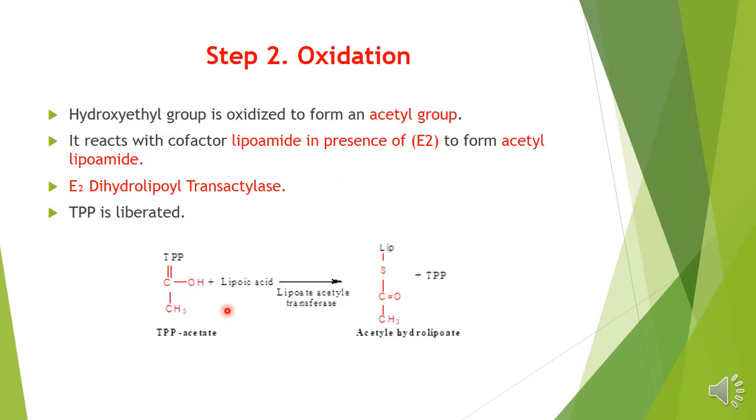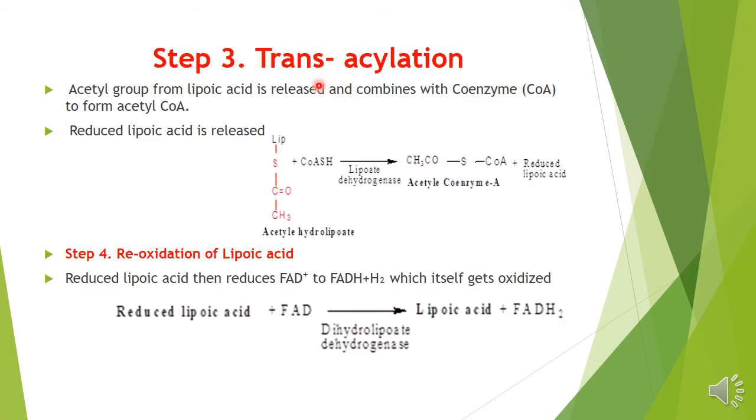Next step is that the hydroxyethyl group on TPP is to be oxidized to form an acetyl group. It reacts with the cofactor lipoamide in presence of enzyme E2 to form acetyl lipoamide. We'll discuss it later on also. The enzyme E2 is called dihydrolipoyl transacetylase, and TPP is liberated. Along with the TPP, it combines with the lipoic acid. There is formation of this complex with the lipoic acid, and then TPP is released back for the next reaction to perform.